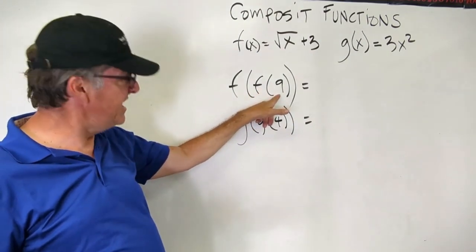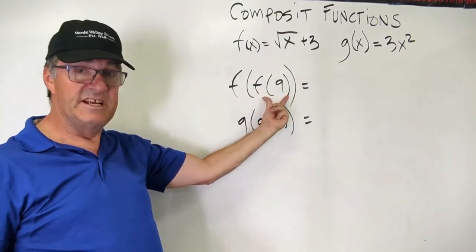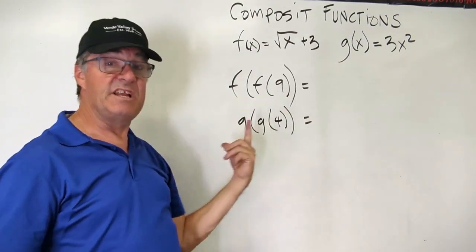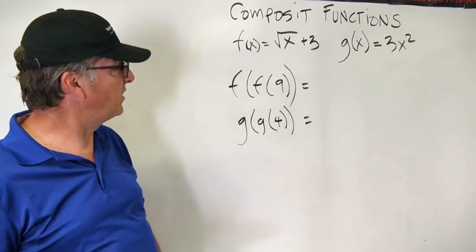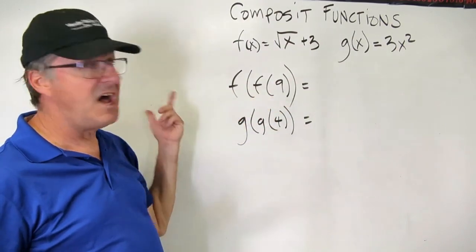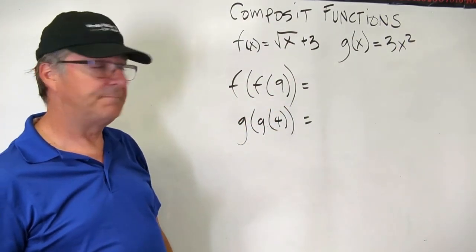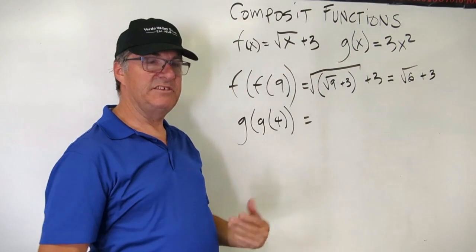So that means just take 9, put it into f of x, then take that result and put that back into f of x and see what you get. Okay? So f of f of 9. Pause the video and see if you can set that up. All right, let's see how you did.